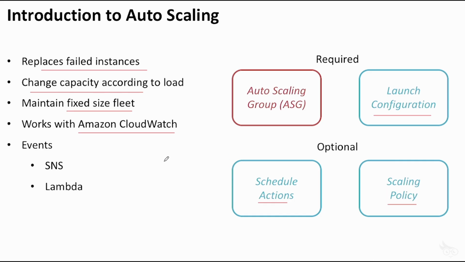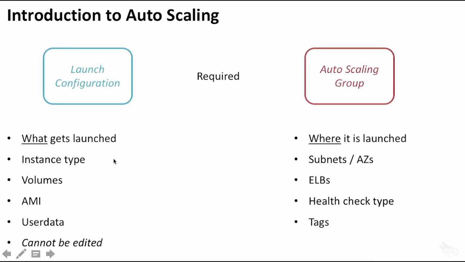As our machines come and go, as machines are launched, as machines are terminated, we can capture those events with the Amazon Simple Notification Service as well as Lambda and do some kind of processing or coordination on that event. So let's take a look at the 2 things that are required: the launch configuration and the autoscaling group.